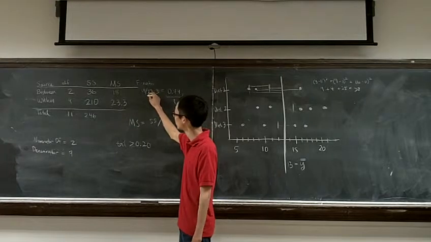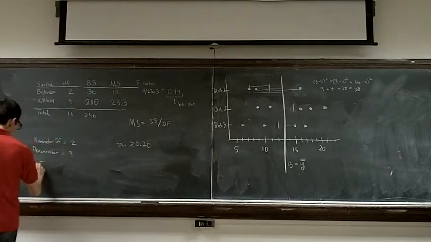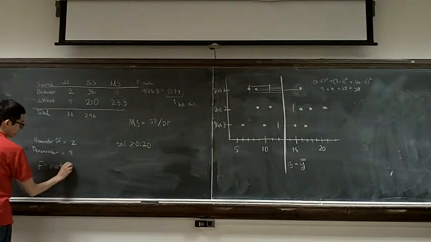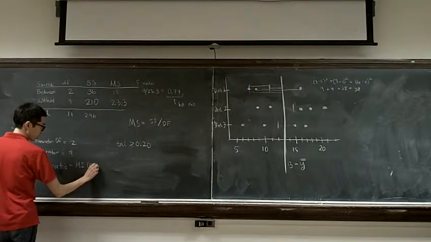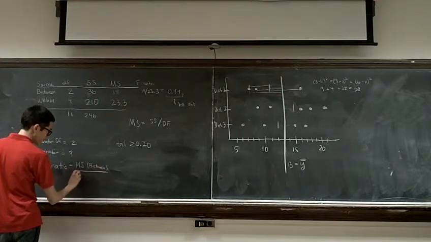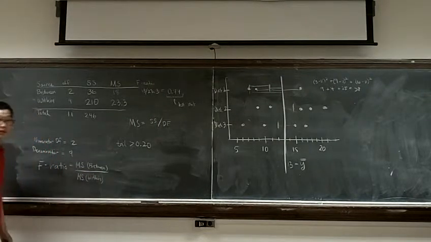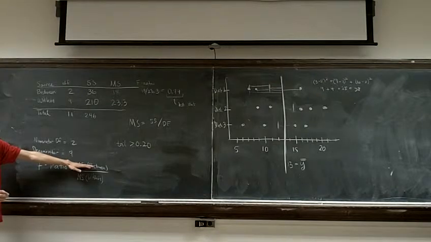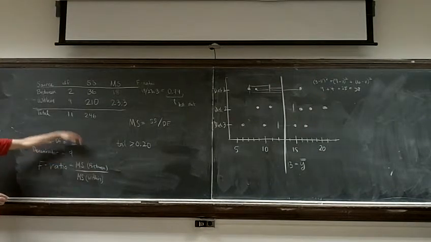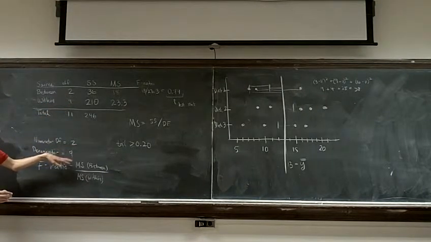My F ratio is equal to my mean squares between divided by my mean squares within. Right? So I just do 18 over 23.33. So the between group is my numerator, so my numerator degrees of freedom is 2. My within group is the denominator, so my denominator degrees of freedom is 9.